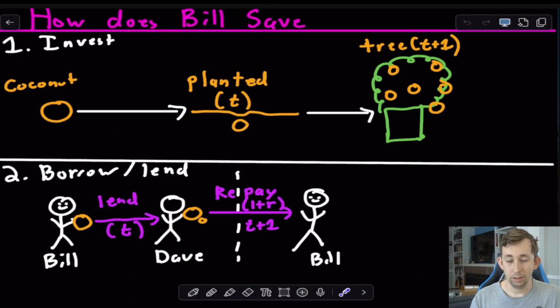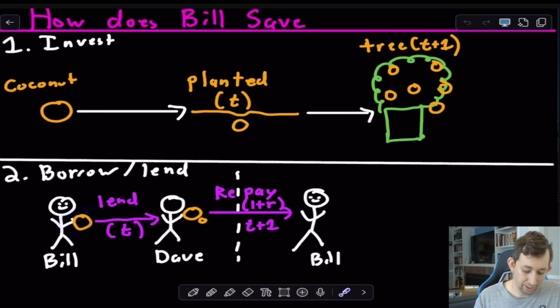These are just 2 different ways that Bill can get coconuts in these models. Of course, in some models, like the solo model, we really care about how much Bill is going to save for the next period. The way Bill can save is one of 2 different possibilities. Number 1, he can invest. The way Bill is going to invest is he's just going to take a coconut that he gets in period T and put it in the ground, and tomorrow he's going to have a coconut tree that he can rent out to a firm.